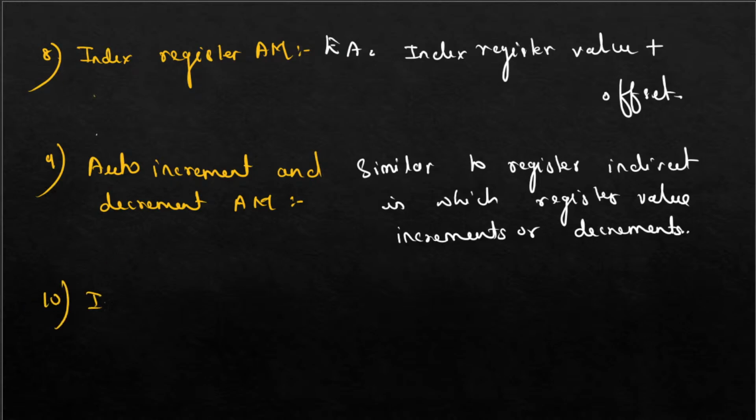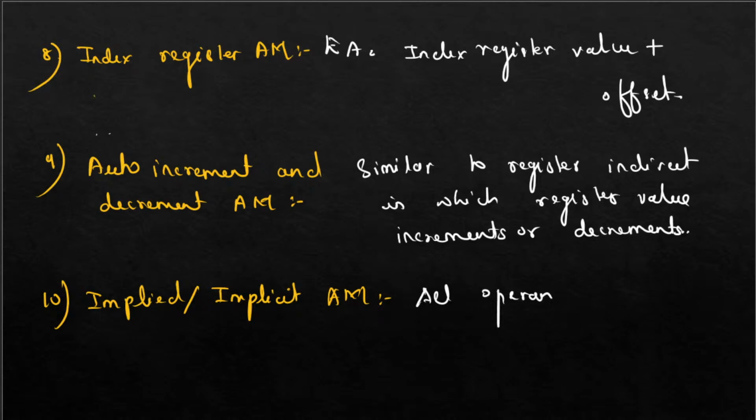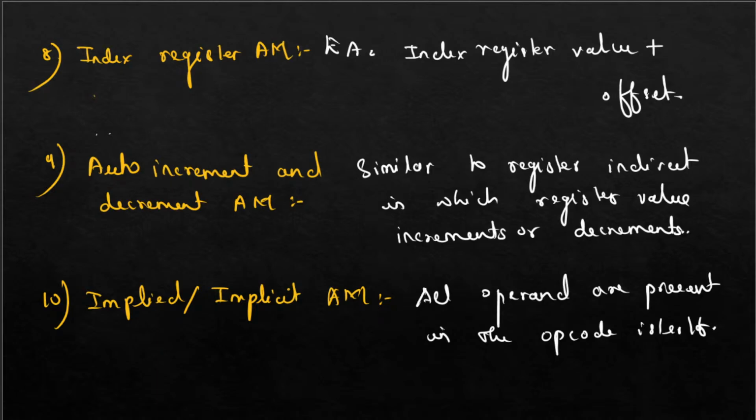10th is implied or implicit addressing mode. All operands are present in the opcode itself. In the opcode itself. Okay. Any doubt in this, everyone? I think up till now it is all clear, right?